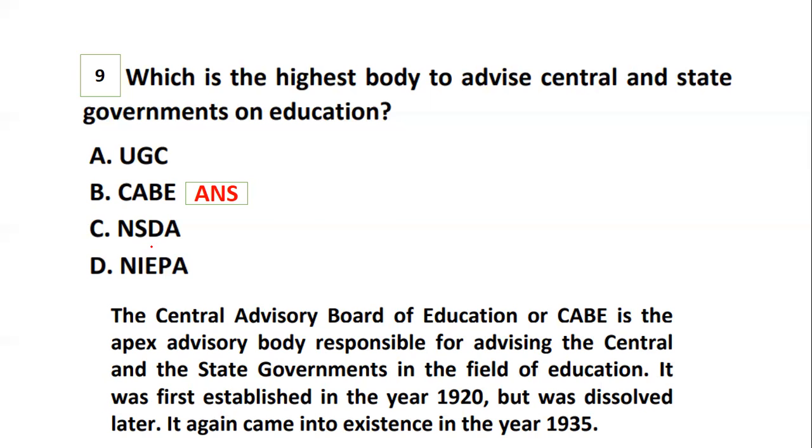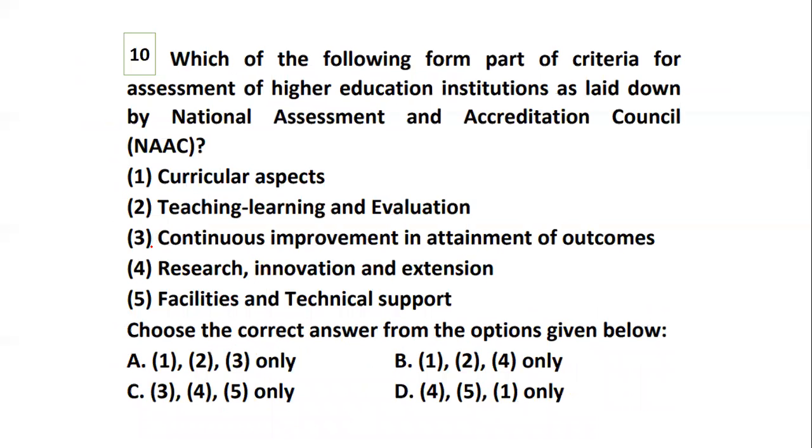Okay. Now coming to question number 10. Question number 10 is on NAAC. Again, a very popular topic with respect to higher education. Which of the following are part of the criteria for assessment of higher education institutions laid down by NAAC? As I said last time, I have brought a different question. This time I brought the question on criteria. I have told you to be very, very careful about the criteria, whether it is NAAC or NBA. These are the areas where they can twist you with the questions.